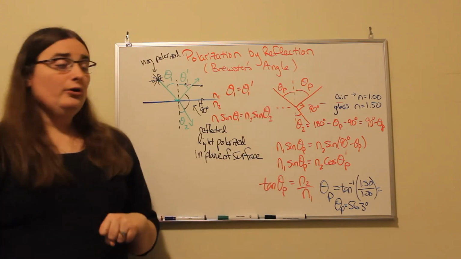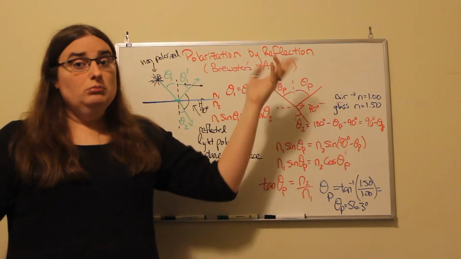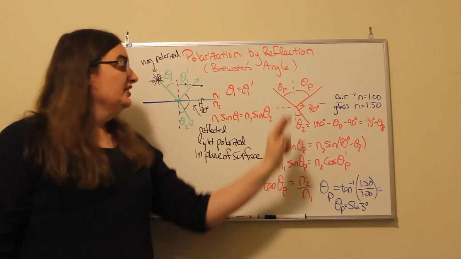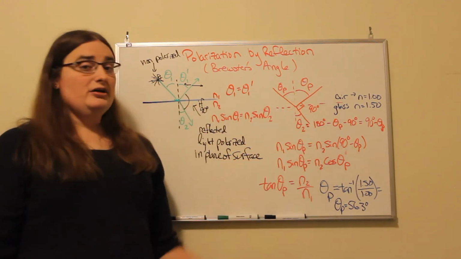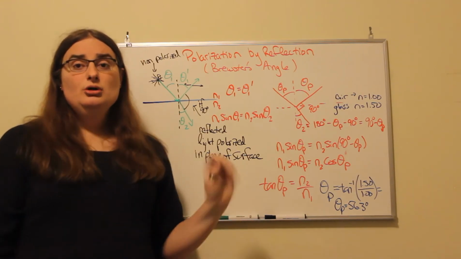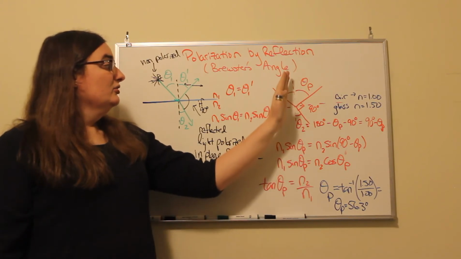Now, at our polarization angle, our incident angle and our reflected angle are always the same. The polarization angle, Brewster's angle. There's a 90-degree angle between our reflected angle and our refracted angle, which is theta 2. Well, if we do a little bit of simple geometry, right, we have a line.